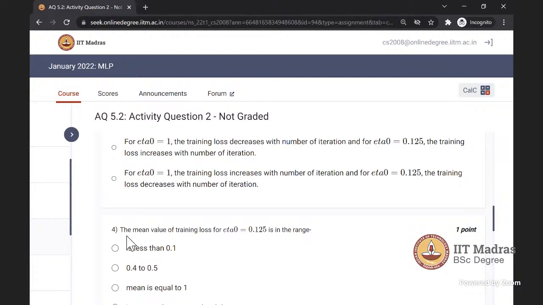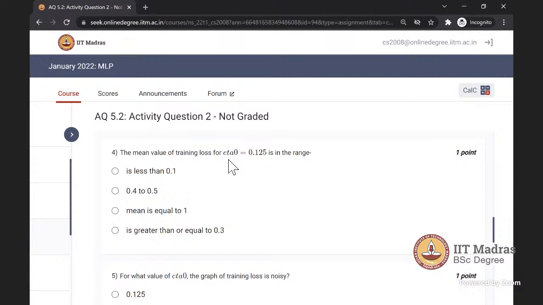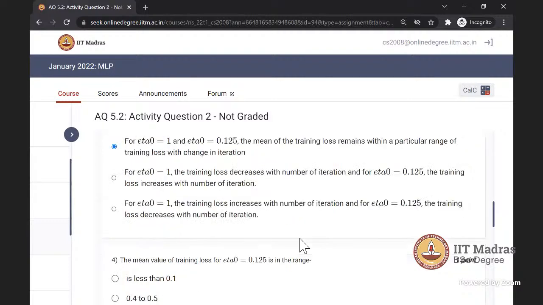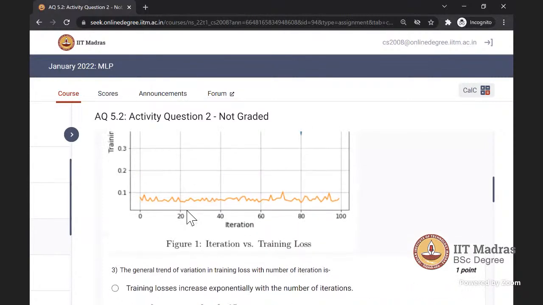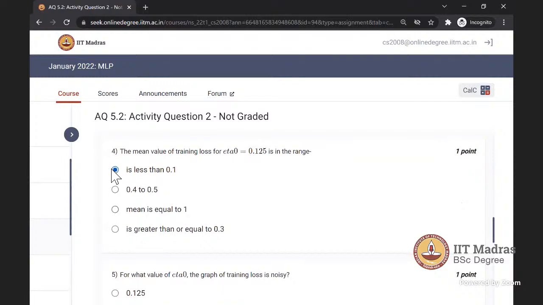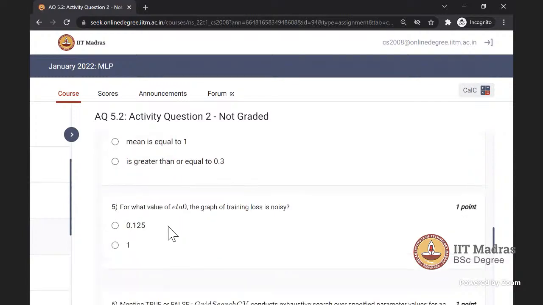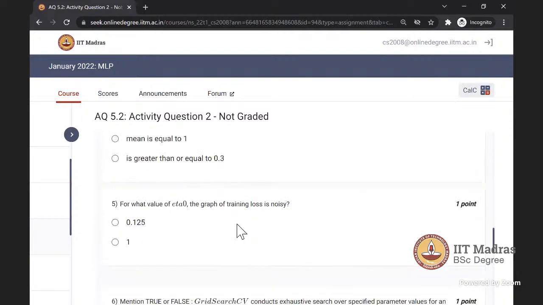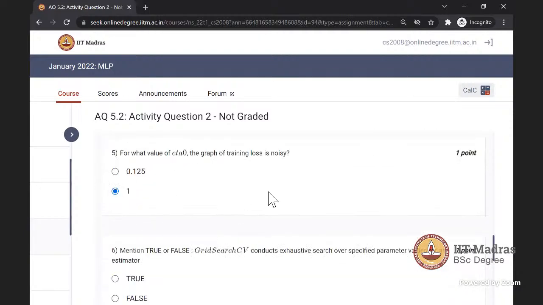So the second option is correct. Question number 4: the mean value of training loss for eta 0 equal to 0.125 is in the range of? Less than 0.1. So what is the range of our loss? I think less than 0.1. Question 5: for what value of eta 0 is the graph of training loss noisy? It is noisy for both, but it is noisier for 1.